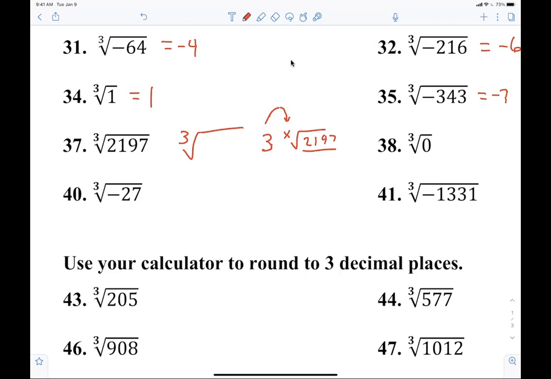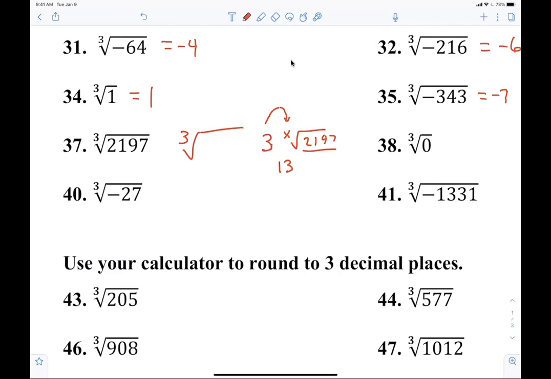And what was it? Somebody said 13. Yeah, so you put the 3. People are not listening. Right? So clear the calculator. For some reason, you can't follow directions. Clear the calculator.